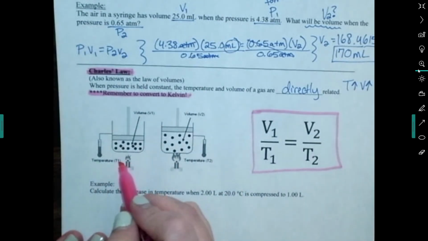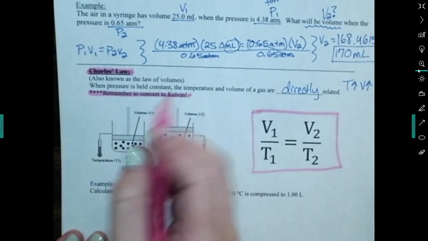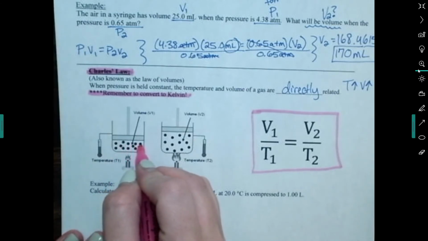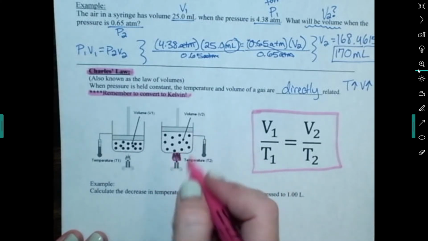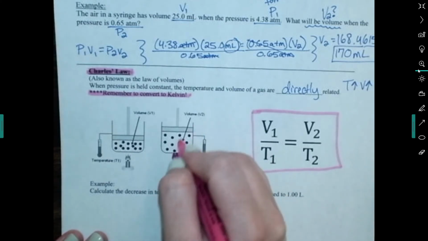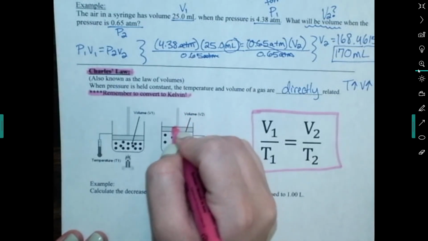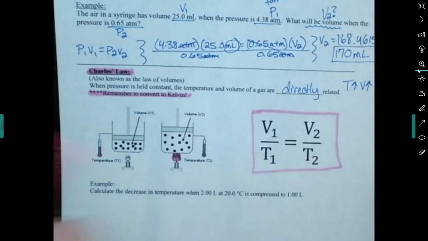And here is a nice little visual for you. You've got these particles here, and then you heat it up. Look, the flame gets bigger, so that represents that more heat is being added, the temperature is increasing. Okay, so now this little piston moved up and the volume increased, okay?